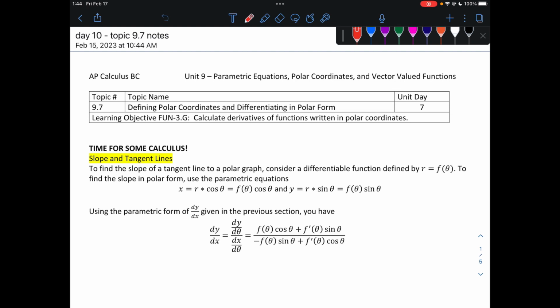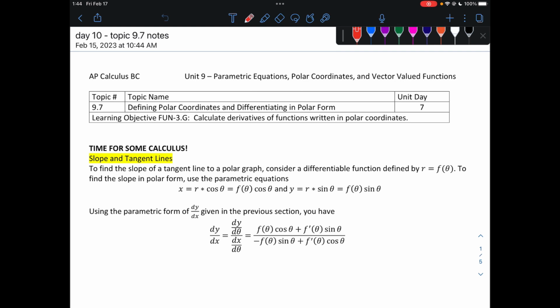To find the slope of a tangent line to a polar graph, consider the differentiable function defined by r equals f of theta. So r is changing by some function f of theta. To find the slope in polar form, we use the parametric equations. x equals r cosine theta, which is now f of theta cosine theta. And y is r sine theta, which is now f of theta sine theta.